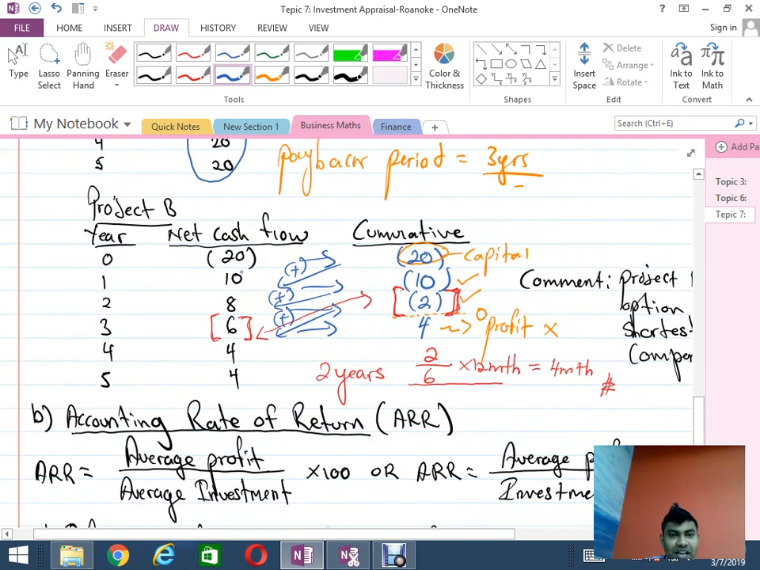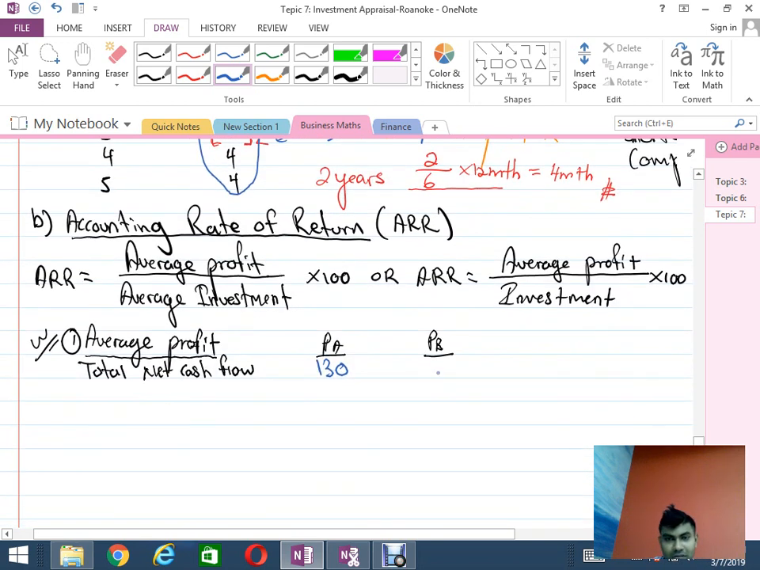Then for project B, you include all these: 10, 8, 6, 4, 4. Do you get 32? 32. Please don't use a calculator, I'm embarrassing. Calculator will laugh at you. Okay. Then what?